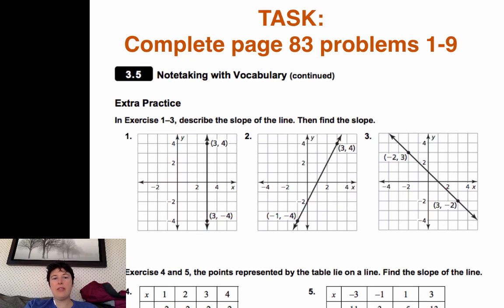Okay, so to end this video, you're going to finish page 83 in your book. I want you to work on problems 1 to 9 and really go through and practice this using the notes that we took in the video. And then when I see you guys in class, we'll have to check some solutions and see how you did on this.